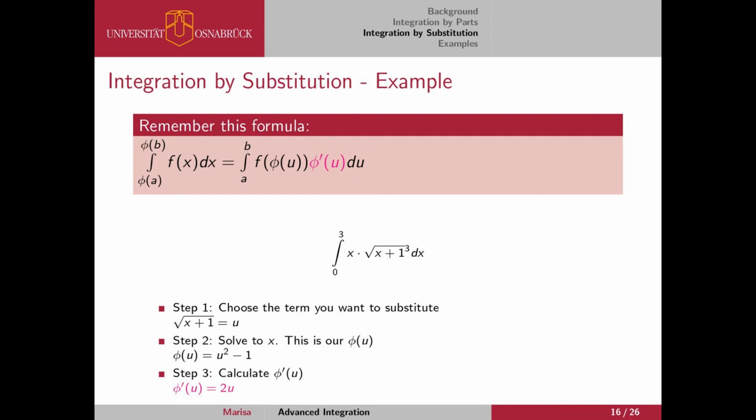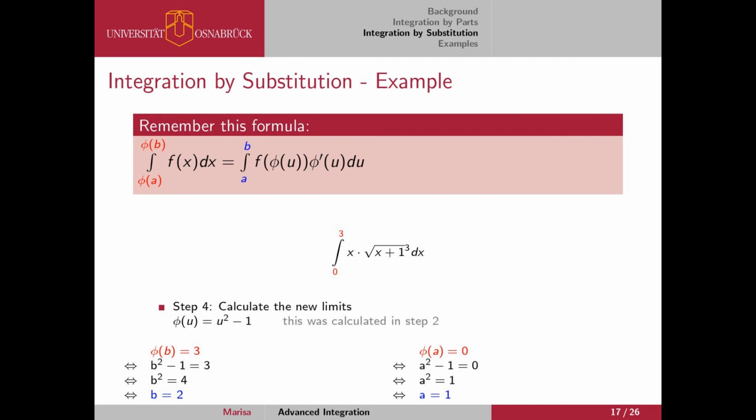In step 3, we want to calculate the derivative of phi of u. This is a one-liner in our case. We had phi of u equals u to the power of 2 minus 1, and thus phi prime of u equals 2u. We can move on to the next step now, and maybe you remember there were 6 steps in total, so we are already halfway through.